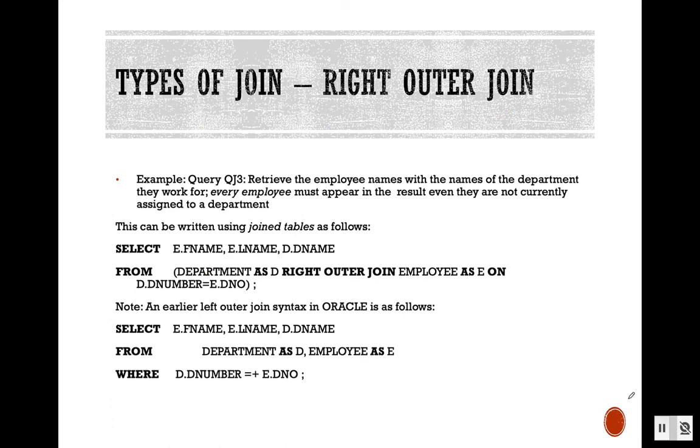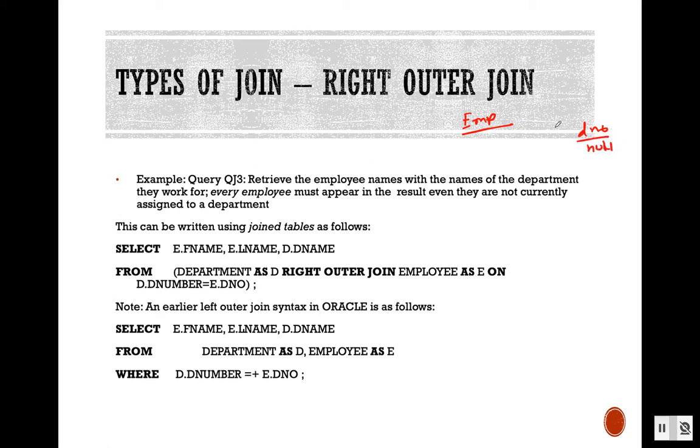Now we can use another type of outer join, the right outer join. Let's say we want to retrieve the employee names with the name of the department they work for. Every employee must appear in the result even if they are not currently assigned to any department. We may have some employees where the DNO value is null.